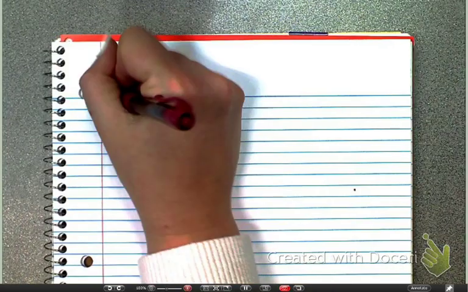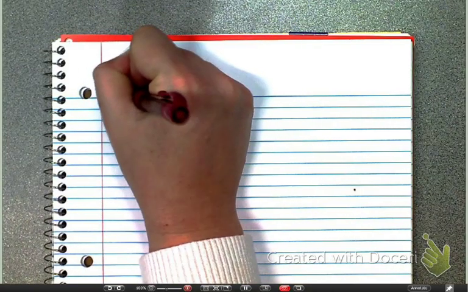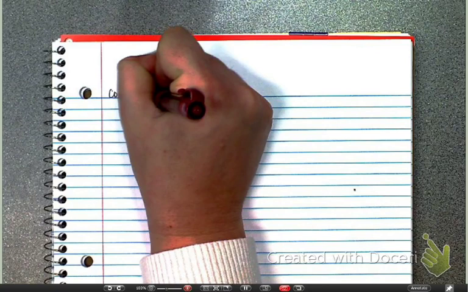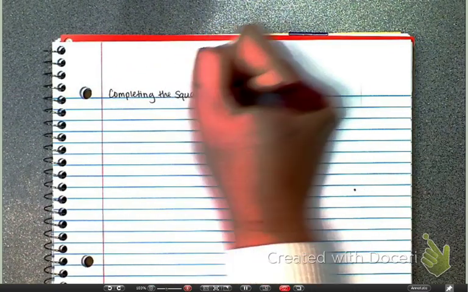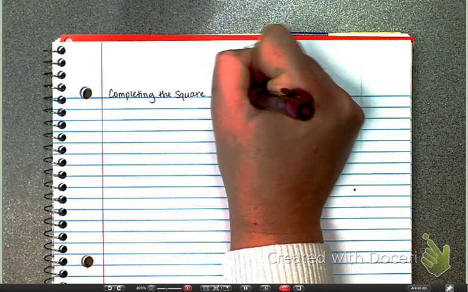So we're going to continue on with completing the square. I'm going to call it part 2 just because it's similar to what we did yesterday. We're just adding.